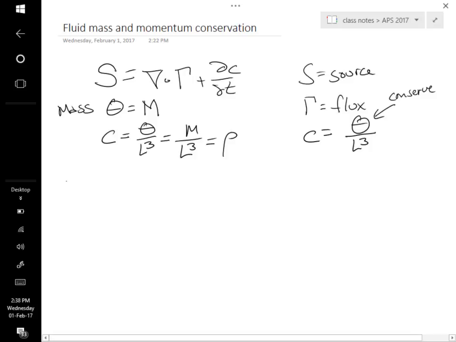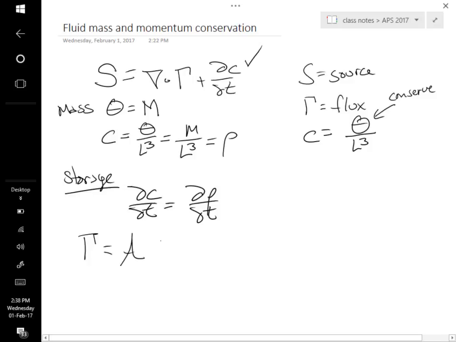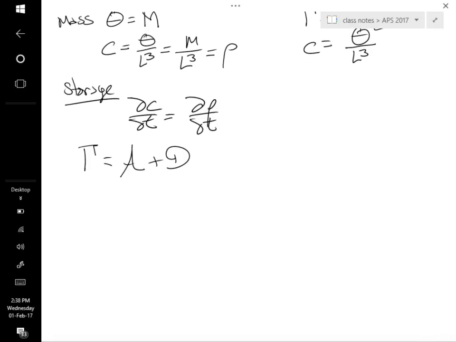We can do the storage term straight away. That's the rate of change of C, and so for our application, that's just the rate of change of the density. Okay, so that gives us that term. Now, the flux has an advective term, which we'll say is A, and a diffusive term in general. For the conservation of mass of the fluid, the diffusive term will be set equal to 0.